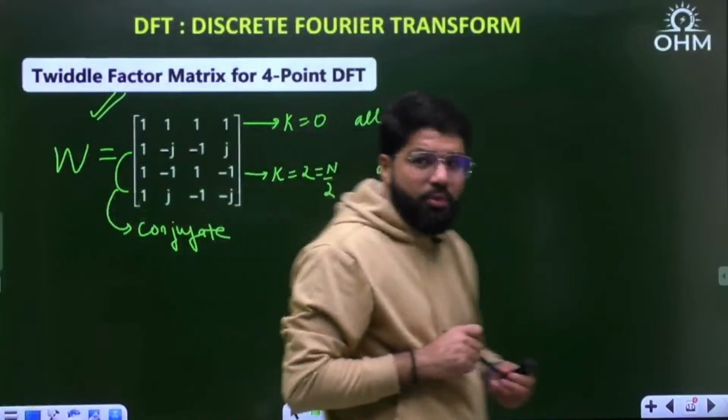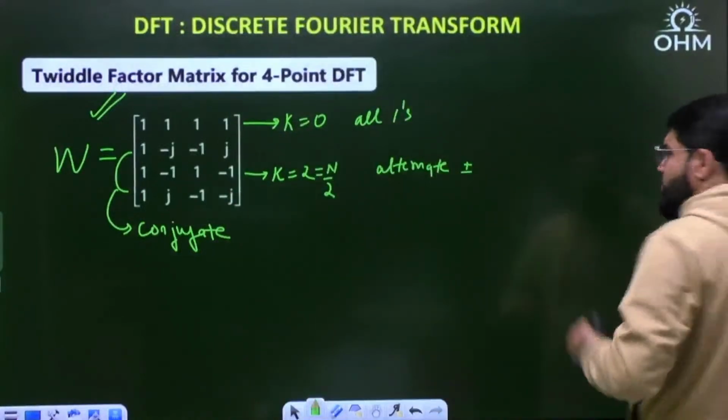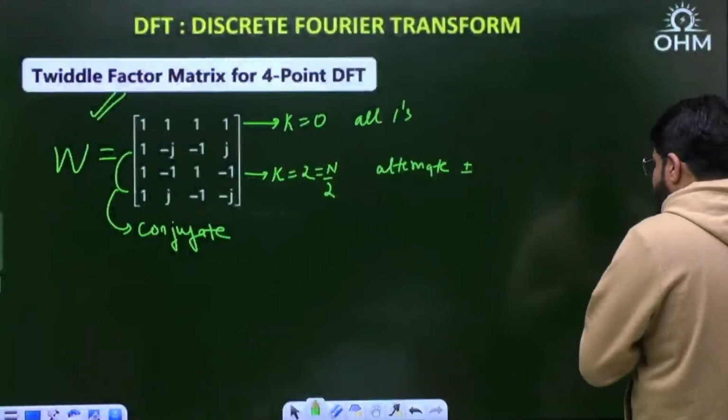Actually, there are two important properties. Let me take you towards those properties before we conclude and before we solve any question.